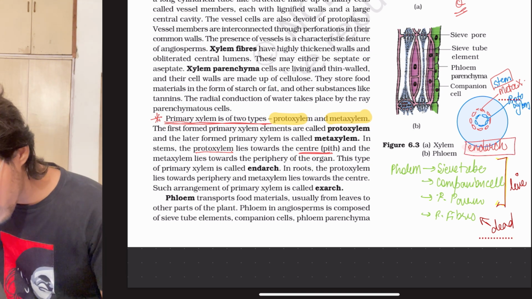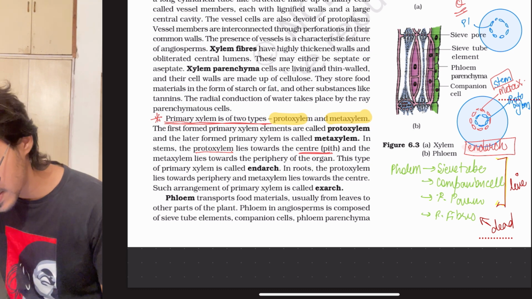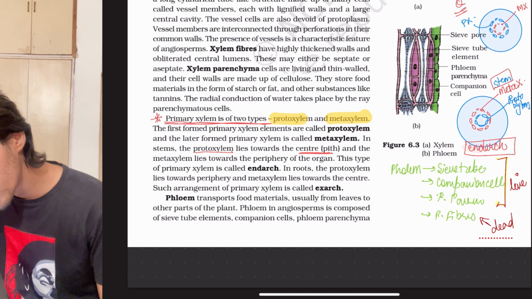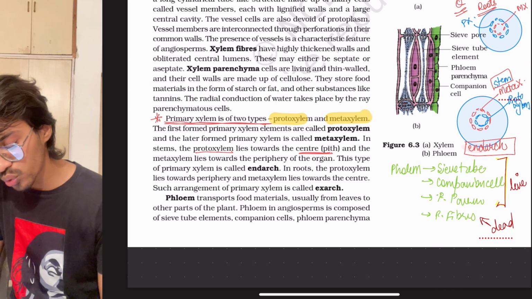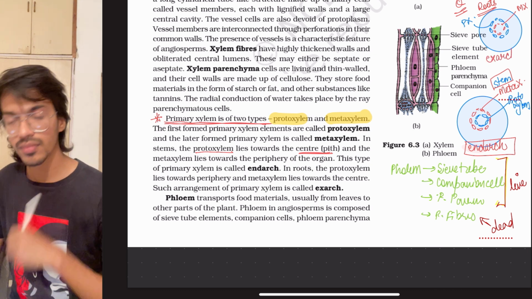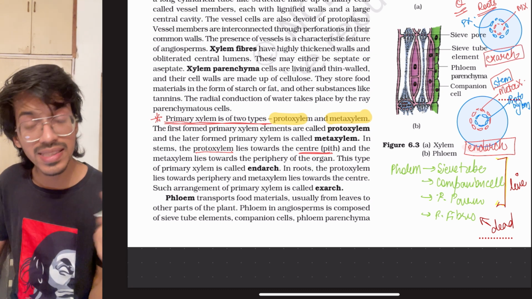But another arrangement is what? Let's just see. This is your root, and over here the blue color is the protoxylem. Protoxylem is present on the outside area, and inside is forming the metaxylem. This is seen in the case of roots, and this condition is called exarch. Okay, I hope you understand it. If not, then go back again and listen to what I have said.